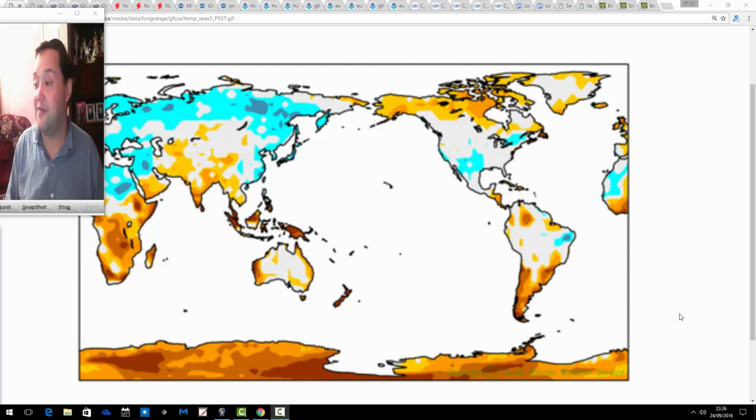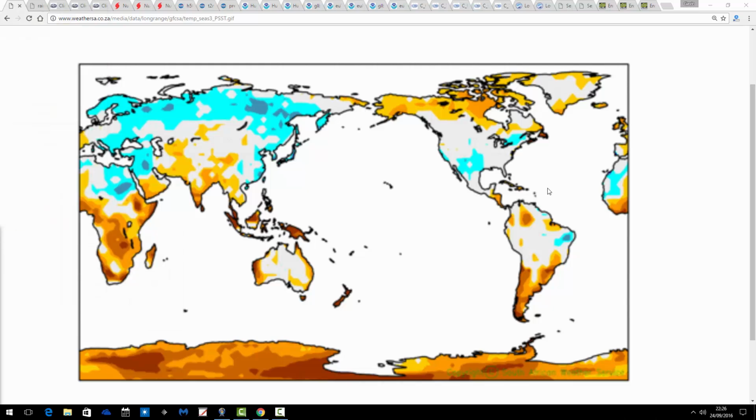Come back for that. Right, I'd better get on with the seasonal model update. I've been talking for long enough. So we're going to start off with a brand new model. This is from South Africa.